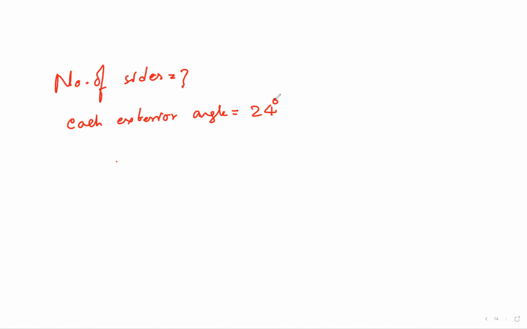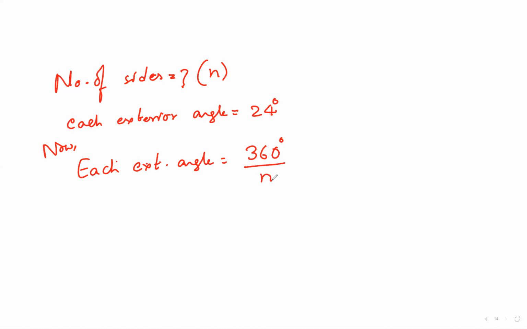Now each exterior angle is given as 24 degrees and we have to find the number of sides. So let us say the number of sides is equal to n. Now what did we do previously? Each exterior angle, how will you find it, my dear students? Each exterior angle is equal to the sum of the exterior angles, that means 360 degrees divided by n. Is it right?